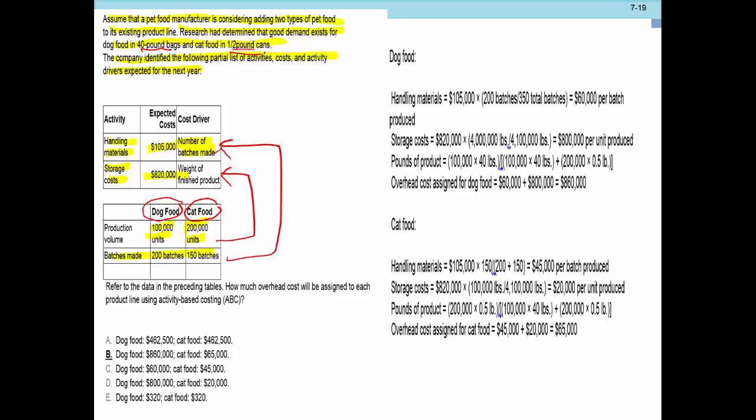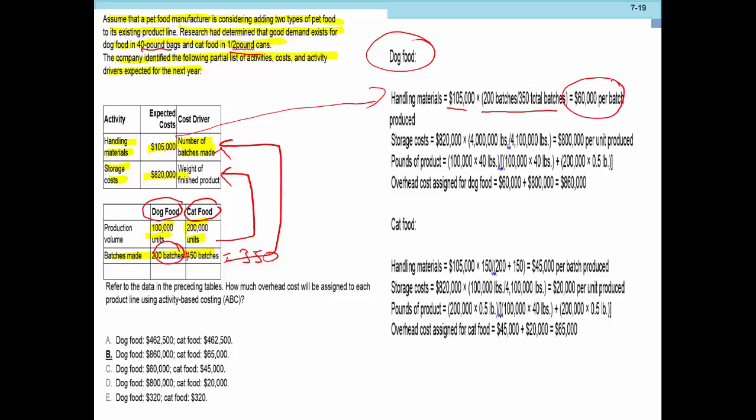So you come over and for the handling cost, we're first going to do dog food. We're going to do both dog and cat food. For this first one, we pick up the handling cost, and we're using batches for that. The dog food used 200 of the total 350 batches. 350 batches are right here, right? That's where we got the 350, and the dogs count for 200 batches. And so we say that's $60 per batch for the dog food.